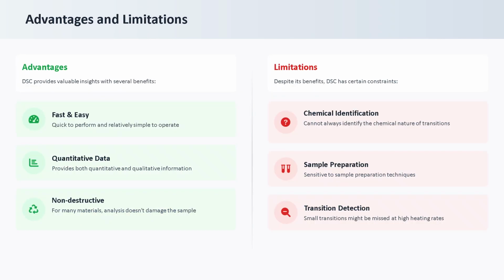DSC offers several important advantages. It is fast and easy to perform, provides both quantitative and qualitative data, and is often non-destructive to the sample. However, DSC also has limitations. It cannot always identify the chemical nature of a transition. Results are sensitive to sample preparation, and small transitions may be missed if the heating rate is too high.